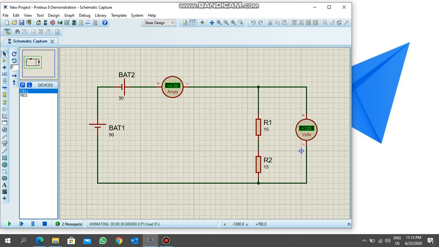So in this simulation we learned how we can find the voltage in any circuit while using Proteus software. You can also change this circuit and increase the number of resistances and batteries, then solve with Ohm's law and match your answer while running the simulation in Proteus software. Thank you.